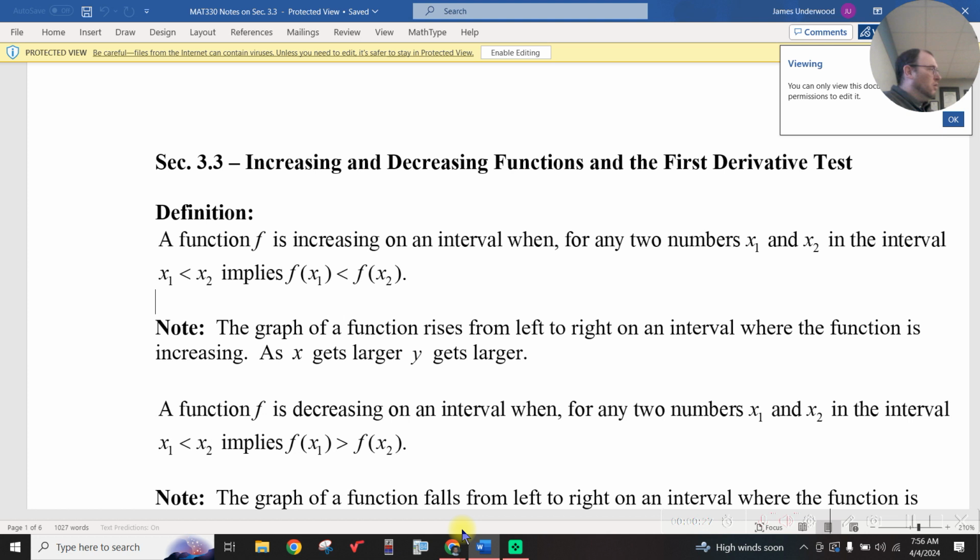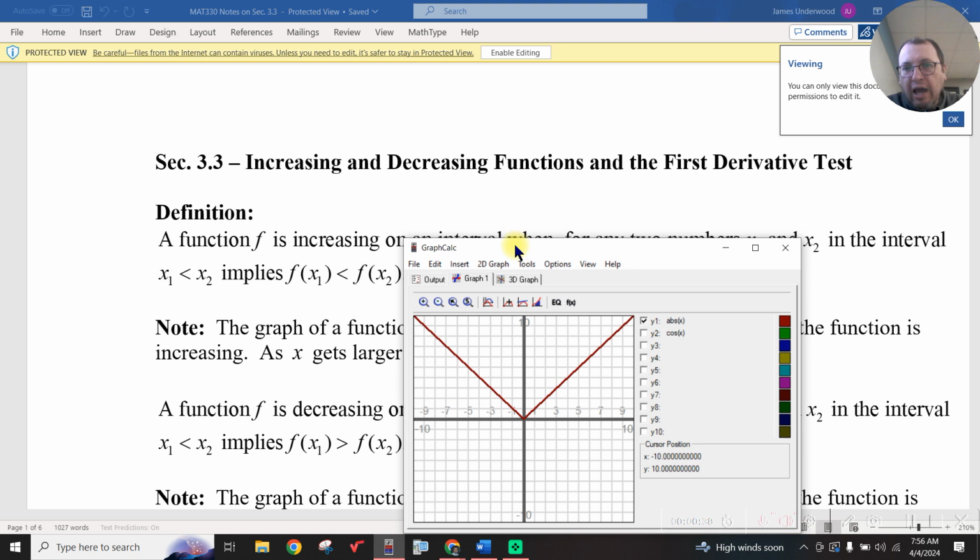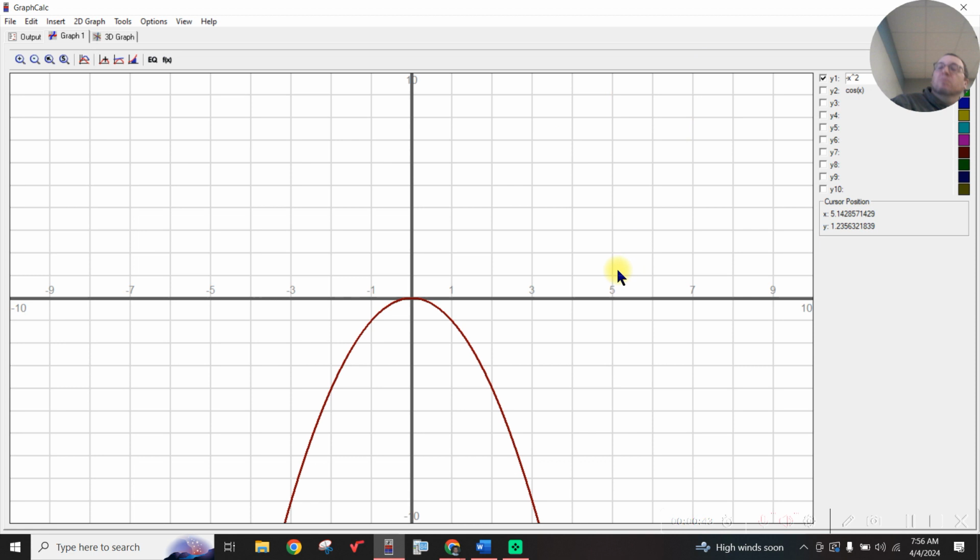So first of all, think about this. If something is at its maximum, what is happening? Let me give you an example here. Let's look at negative x squared. Is this a maximum or a minimum?